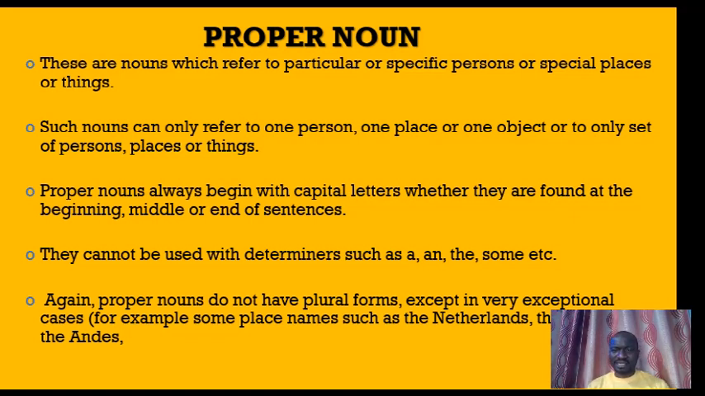They cannot be used with determiners such as a, an, the, and some. Please listen again. Proper nouns cannot be used with articles or determiners like a, an, the, and some. We don't have the Kumasi, the America. We don't have that. If it is a proper noun, you cannot use this to name them. Again, proper nouns do not have plural forms, except in very exceptional cases and pronunciation. For example, some places like Netherlands, Bahamas, Andes, you just mention it in that form by adding s to that, but it is not in plural form. We have to be careful when it comes to this.